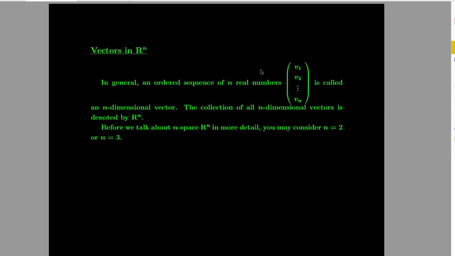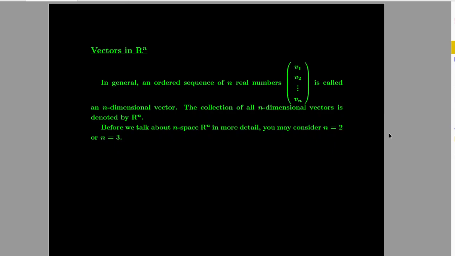Again, Rn is the set consisting of all the vectors with n components. Okay, now the main thing we are going to do today is to define some operations on vectors.